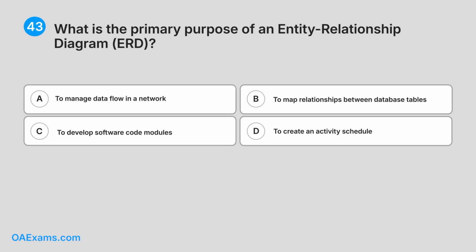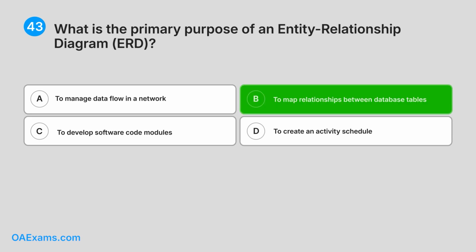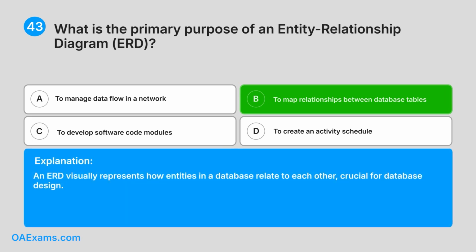Correct answer: B. To map relationships between database tables. Explanation: An ERD visually represents how entities in a database relate to each other, crucial for database design.